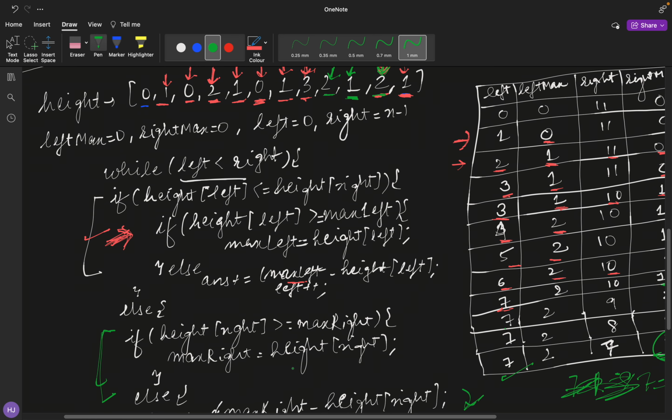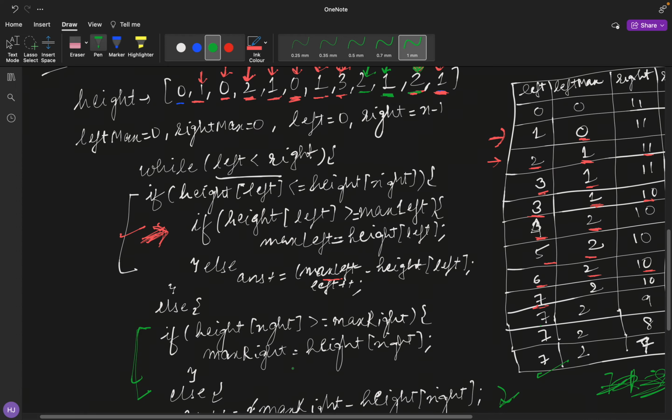My algorithm works fine and I've got my answer as 6. So let's discuss the intuition behind it. All of you might have observed that I am comparing my left with right. Why am I comparing? Because in order to store water we have to have something on the left which is smaller than right.